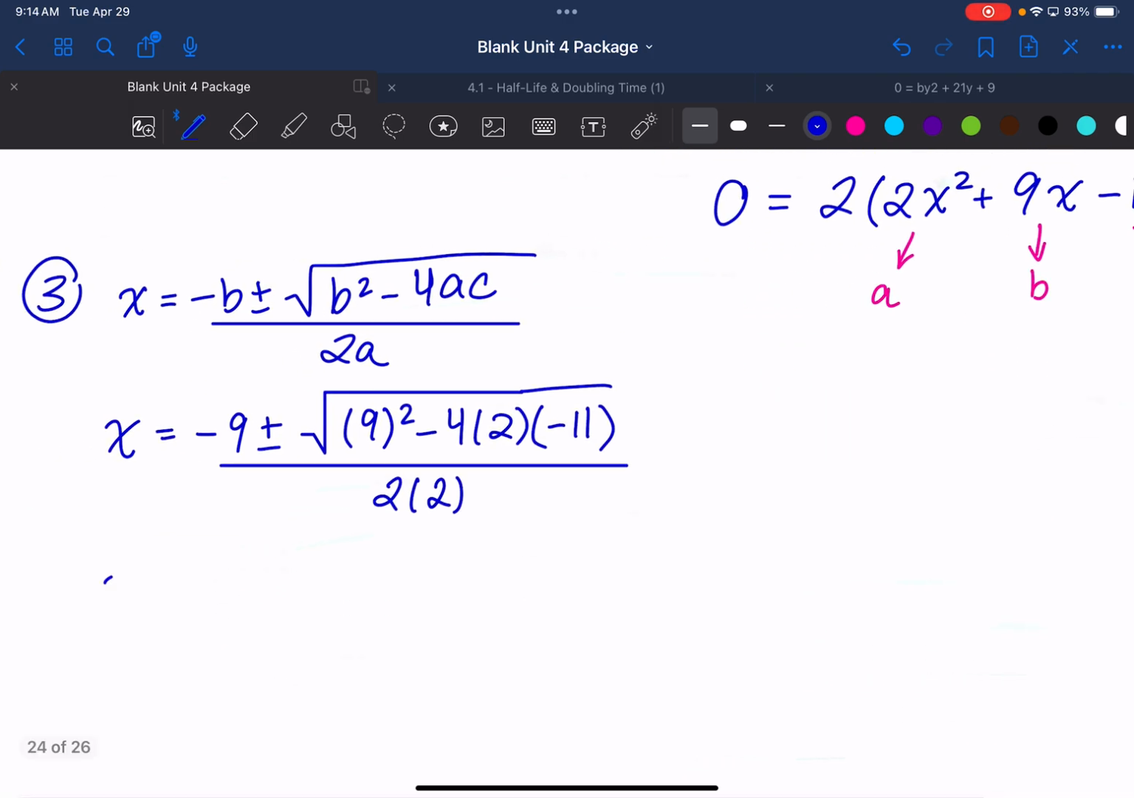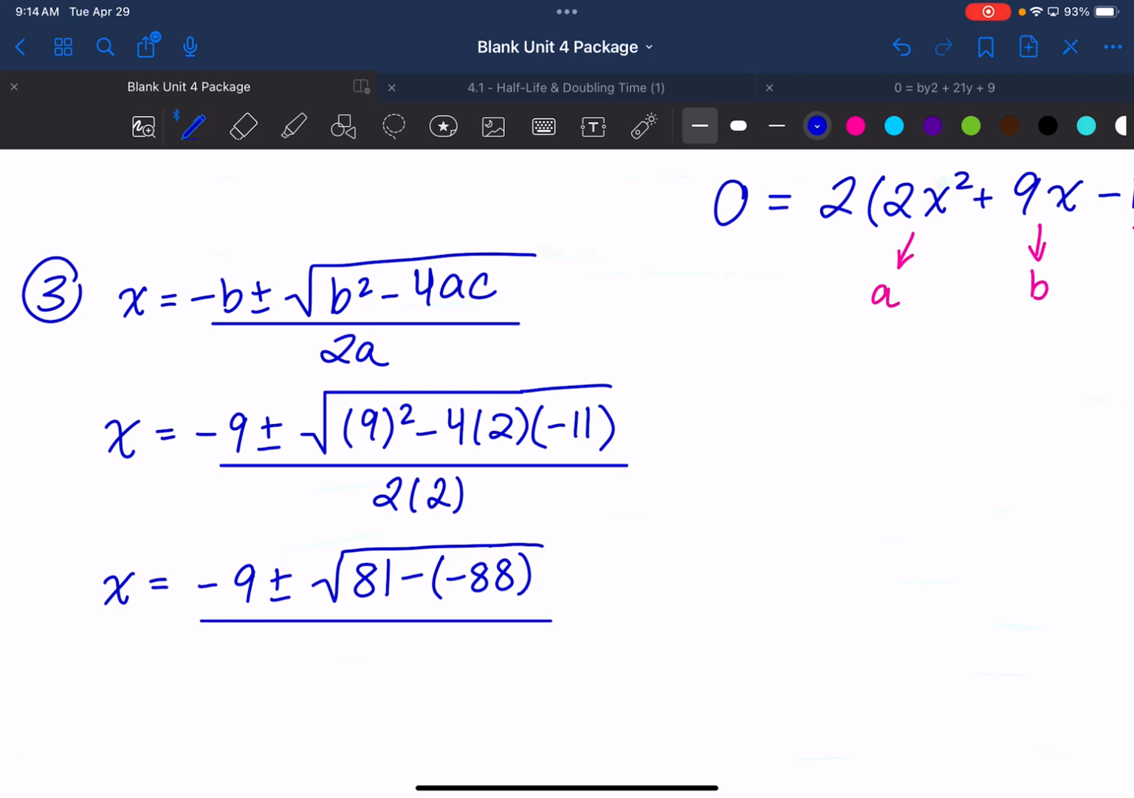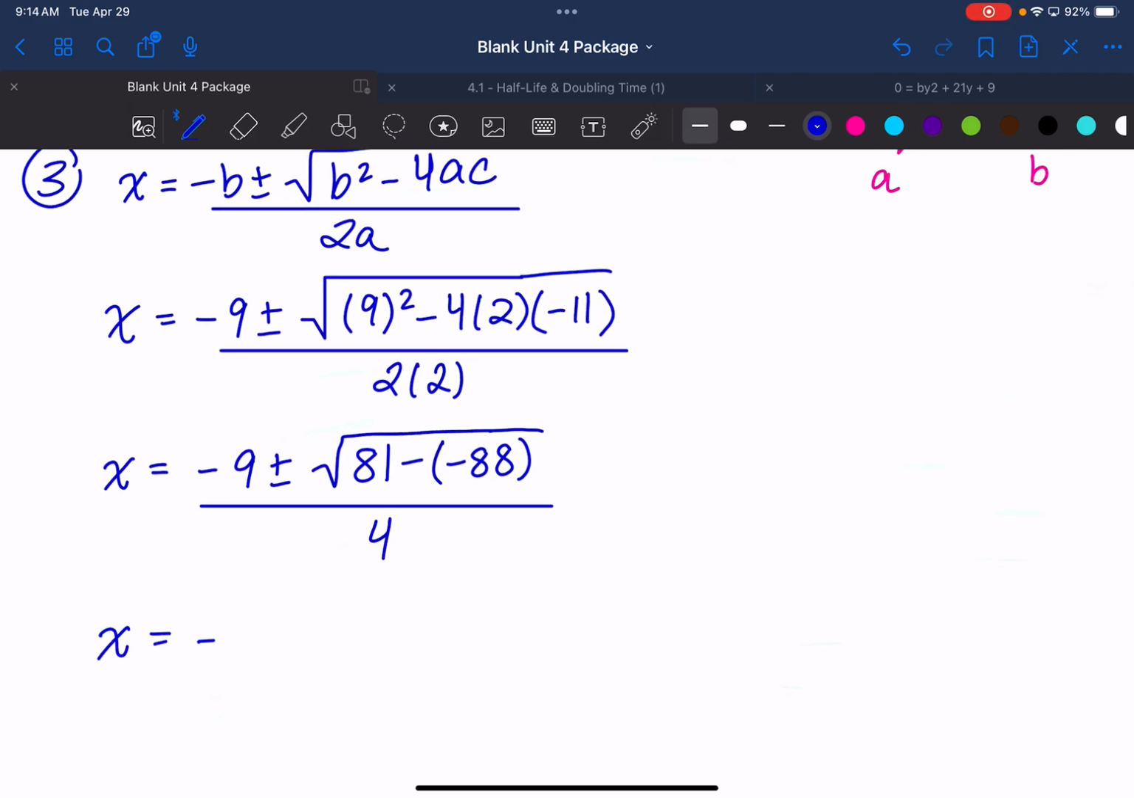And then I'm going to just simplify. Under the square root, what do I end up getting? I get negative 9 plus or minus. 9 squared is 81. And then I have minus negative 88. When I do 4 times 2 times negative 11, that gives me negative 88. So I know that I'm going to end up adding those two numbers, because when we subtract a negative, it turns positive. Under the square root we get 169, which is actually a square rootable number. It's nice and pretty. It's a whole number.